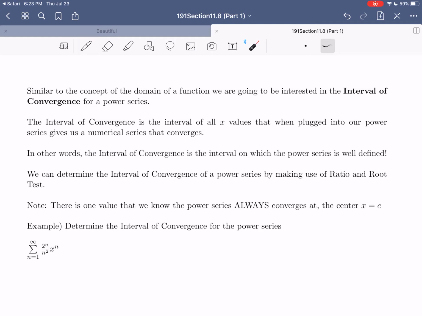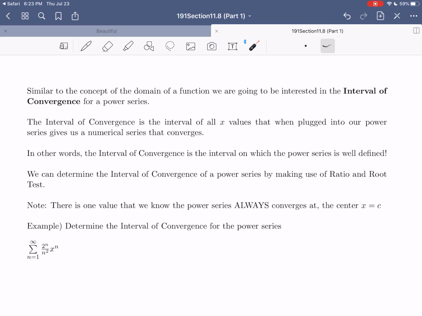Any x value you plug in is going to give you a numerical series, but the interval of convergence limits that to the x values that, when you plug them in, give you a convergent series. That's why it's called the interval of convergence. In other words, you can think of the interval of convergence as the interval on which the power series is well defined. It's where you can plug in the x values and know the output is well defined.